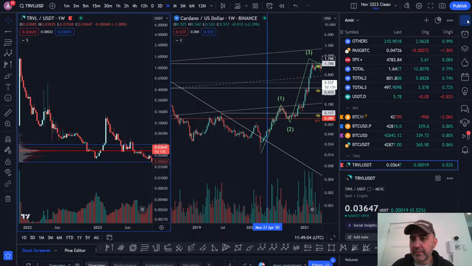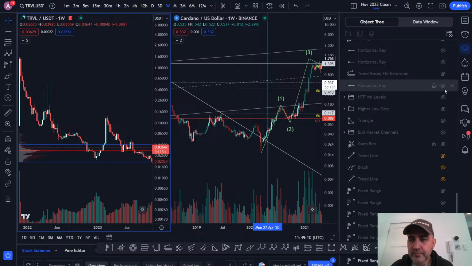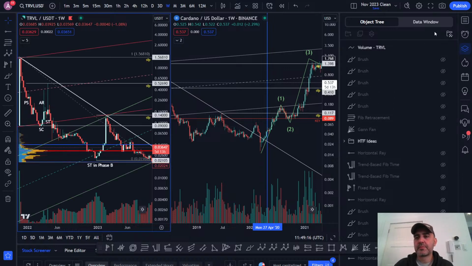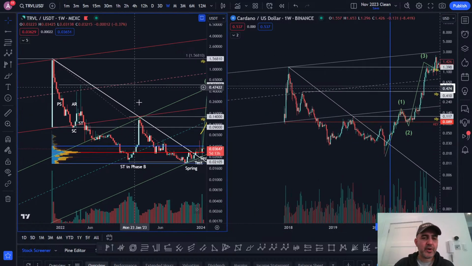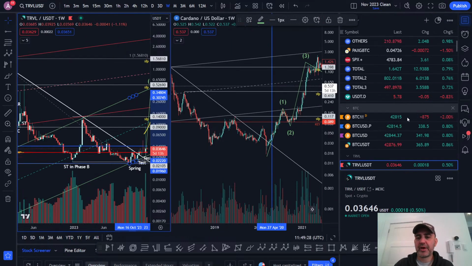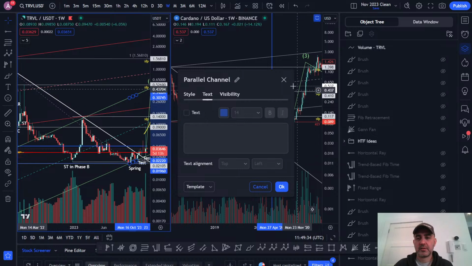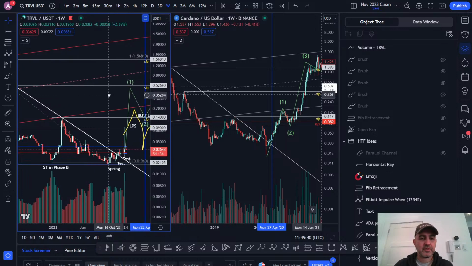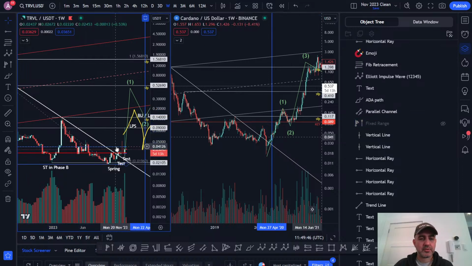Let me pull up my, didn't delete my stuff, did I? No. I should have one. There it is. This is where I got some of my initial ideas for potential price action on TRVL just by looking at ADA actually. Let me just get rid of this channel. What else do I want to get rid of? Let me get rid of that fixed range.